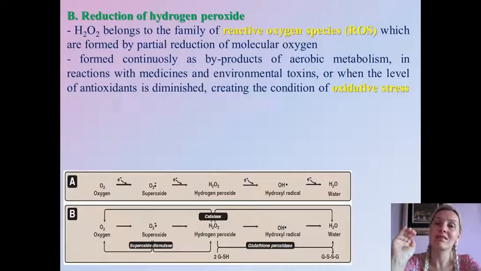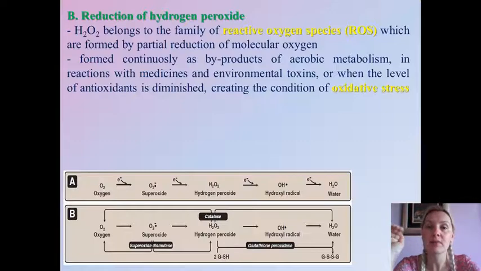But these quantities of ROS can be very efficiently neutralized by the cell's defense system. Apart from the normal metabolism, ROS can be synthesized in the reactions with medicines or some xenobiotics, environmental toxins, or when the level of antioxidants is diminished for any reason, creating the condition of oxidative stress, which actually represents the disbalance between the overproduction of ROS and, on the other side, a diminished antioxidant defense system.